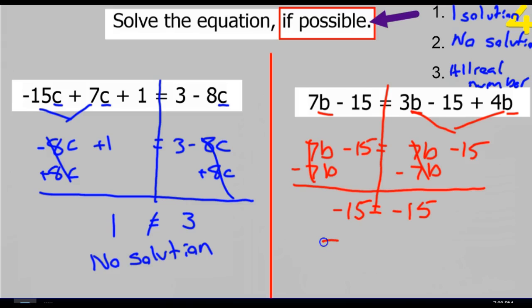What that is called is an identity. What an identity means is that all real numbers could be a solution. So I could put any number I wanted to in for b, and this equation would work out.